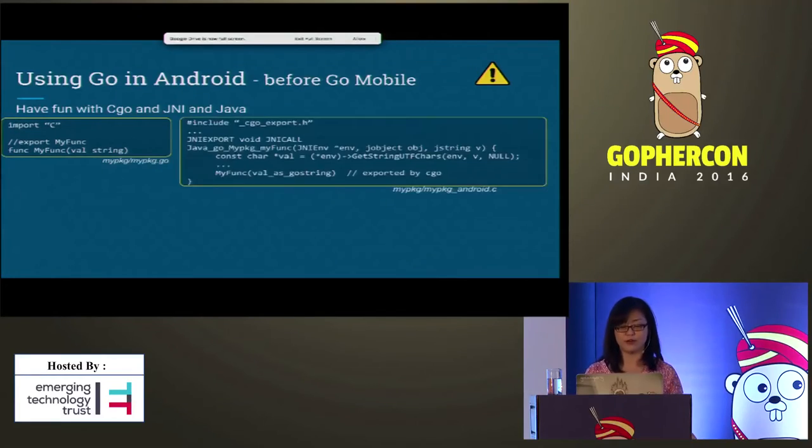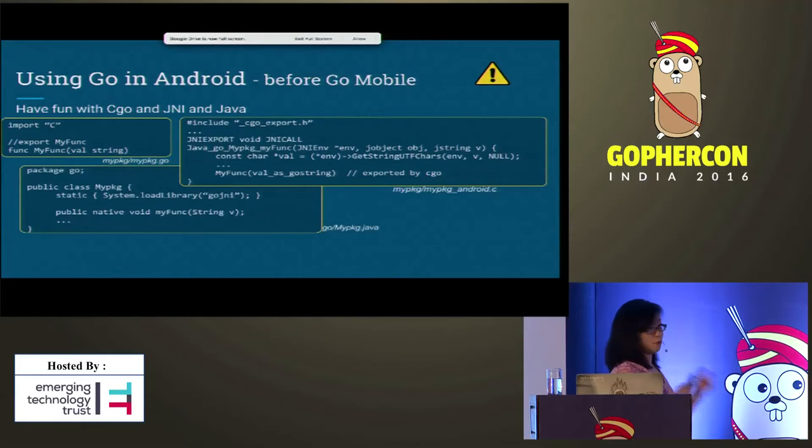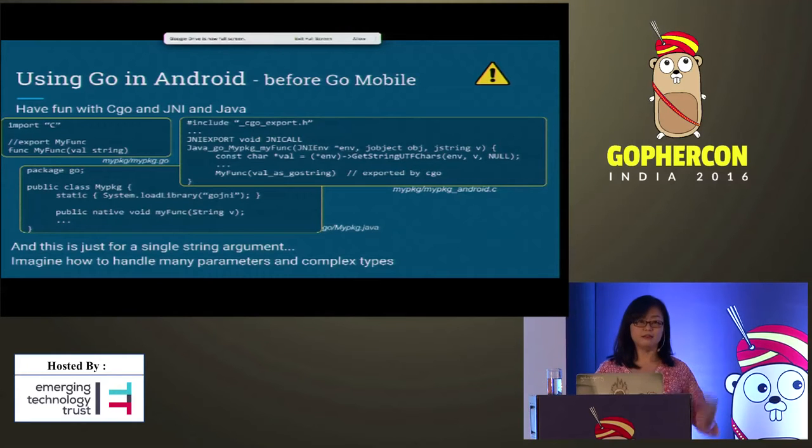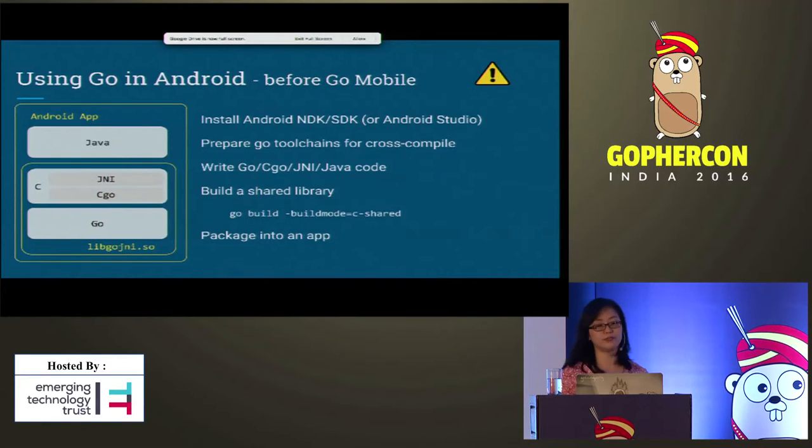It's fun. So first, it's small. It's intentional. You don't need to read this code. I just want to show the amount of code you need to write. So you have to do all this dance between these languages, JNI programming, that is not very fun. And bad news is, for presentation purposes, I omitted a lot of code. And this is just for a single string argument function. So imagine how to handle many parameters and complex types. So it's not fun. And also you have to deal with all the build process to package your Go library into the Android app. And that is not fun.